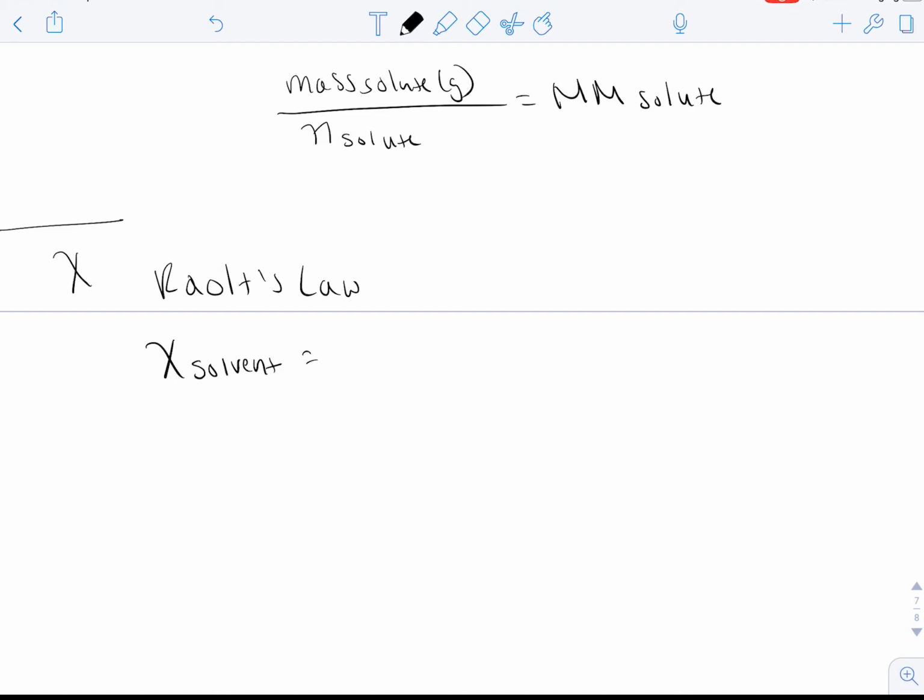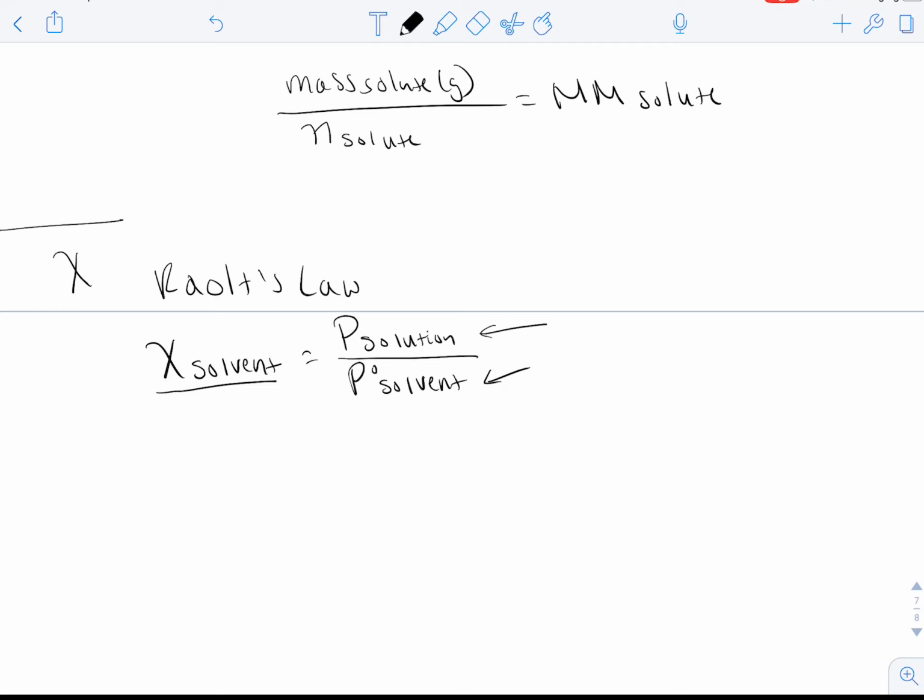is equal to the moles of our solvent, which we can rearrange to our pressure of our solution divided by our pressure of our solvent. So if we want to solve for our mole fraction of our solvent, we can just set it equal to our solution vapor pressure divided by our vapor pressure of our pure solvent, right? Because that's usually what we're going to be able to actually solve for in this case, because this is something that will be given and this is something that will be given.